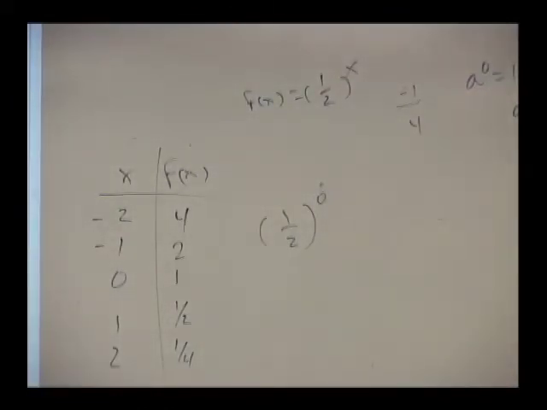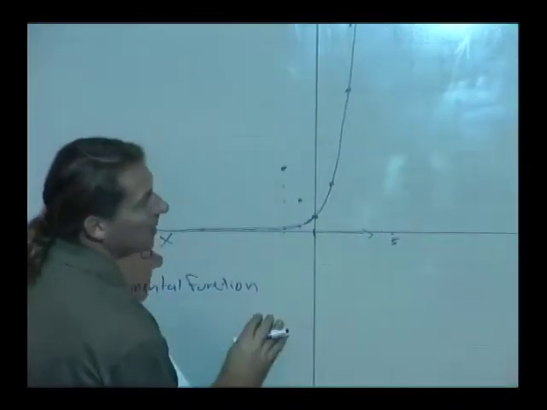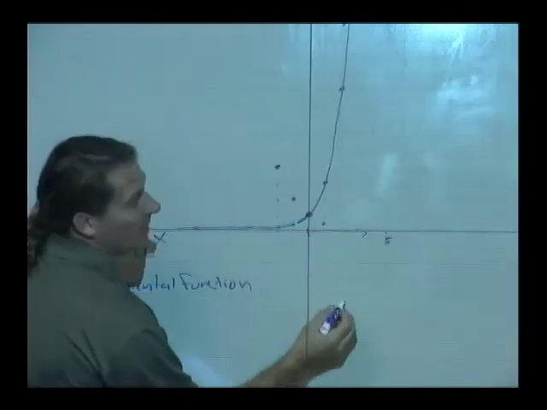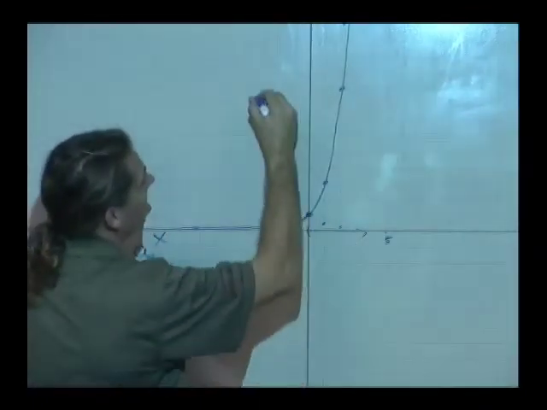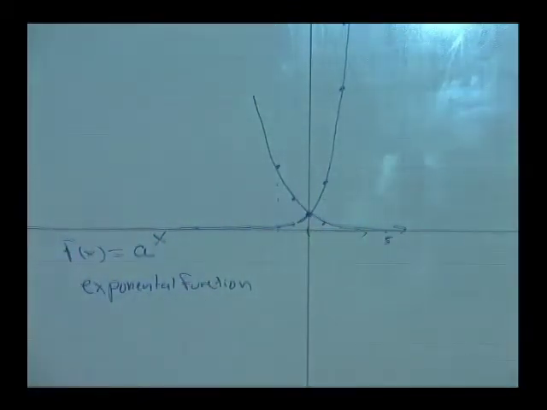At -2, I have 1, 2, 3, 4. At -1, I have 2. At 0, I still have 1. At 1, I have 1/2. And at 2, I have 1/4. And you see it's doing the exact same behavior in the other direction.